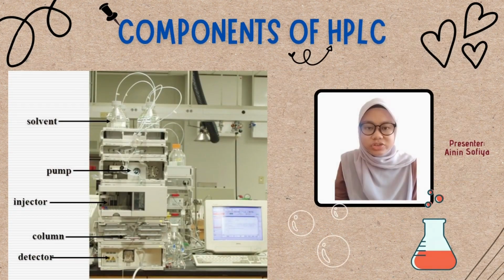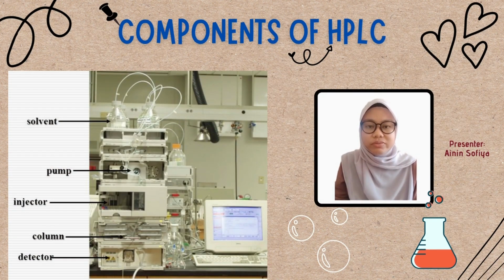Next, I, Aini Sofia, will continue to present the components of HPLC. The picture of the HPLC system mainly consists of a solvent, a pump, an injector, a column, and a detector. In addition, the cursor, autosampler, pre-column or guard column, and column temperature controller can also be configured as required. Firstly, the solvent refers to the mobile phase that is used to separate components in a liquid sample.